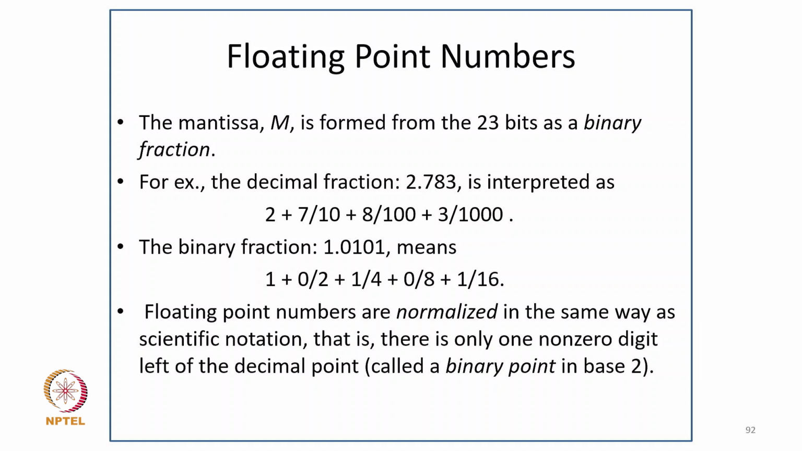The mantissa M is formed from the 23 bits as a binary fraction. For example, the decimal fraction 2.783 is interpreted as 2 plus 7/10 plus 8/100 plus 3/1000, and the binary fraction 1.0101 equals 1 plus 0/2 plus 1/4 plus 0/8 plus 1/16.